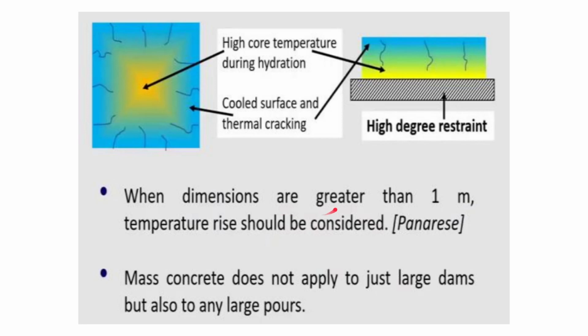So when dimensions are greater than 1 meter, temperature rise should therefore be considered. That will happen in mass concrete. Mass concrete does not apply only to large dams, but also to any large pours. So any concrete pouring which has any dimension greater than 1 meter will be considered mass concreting, and there the temperature rise should be a primary concern.